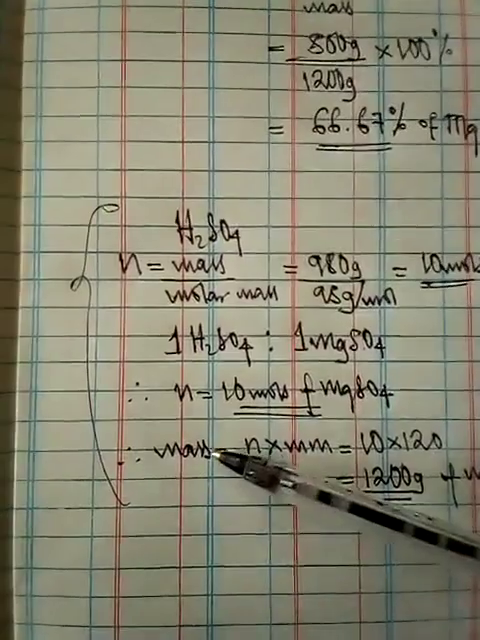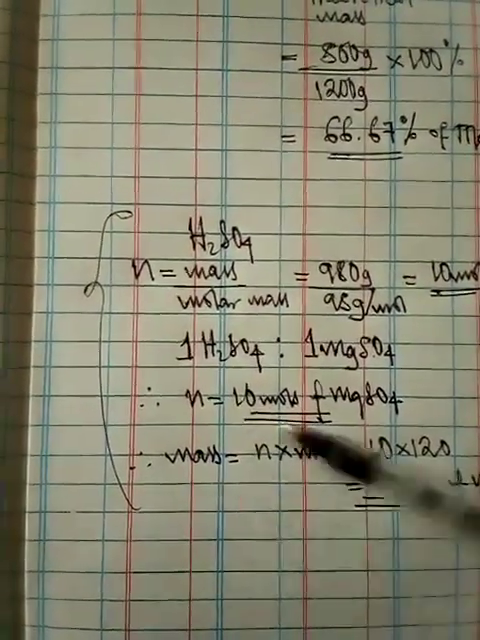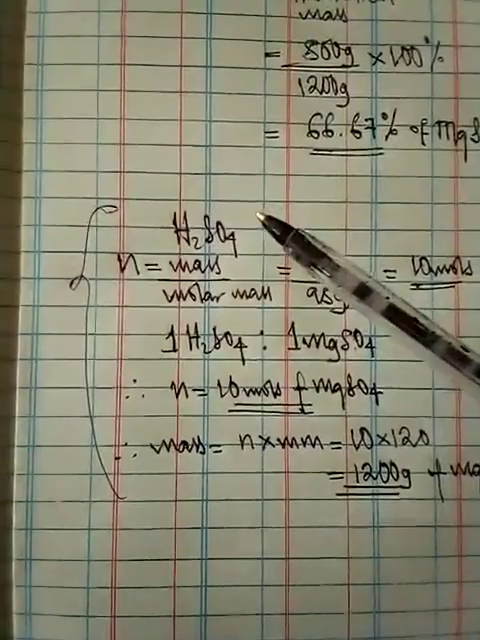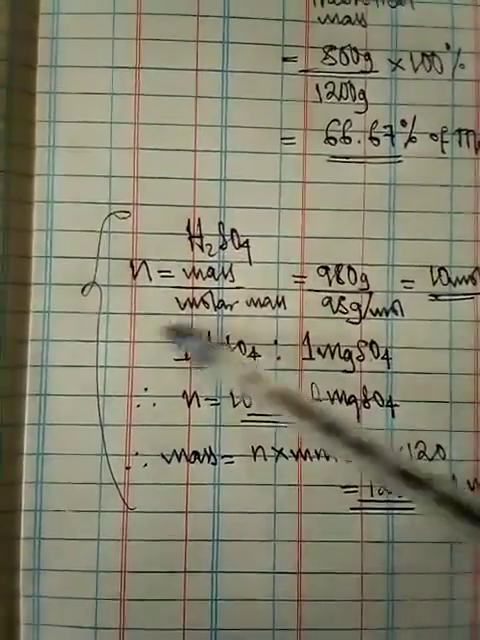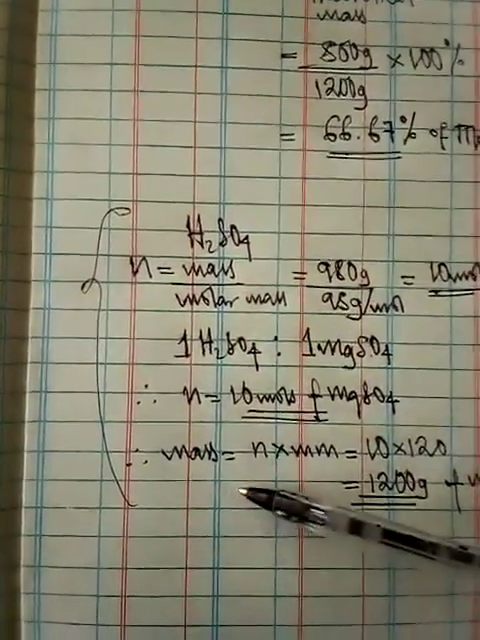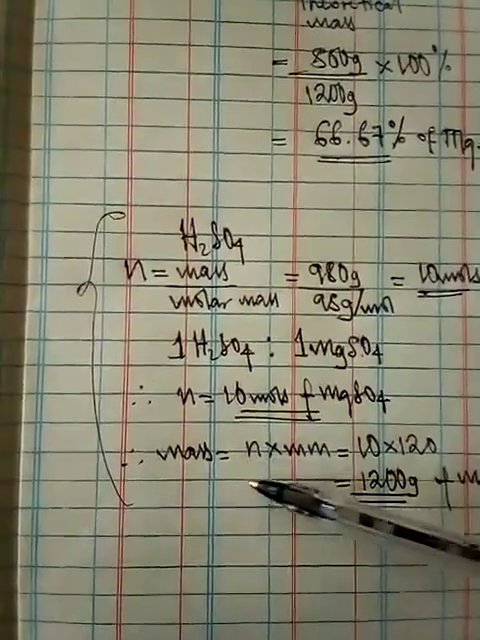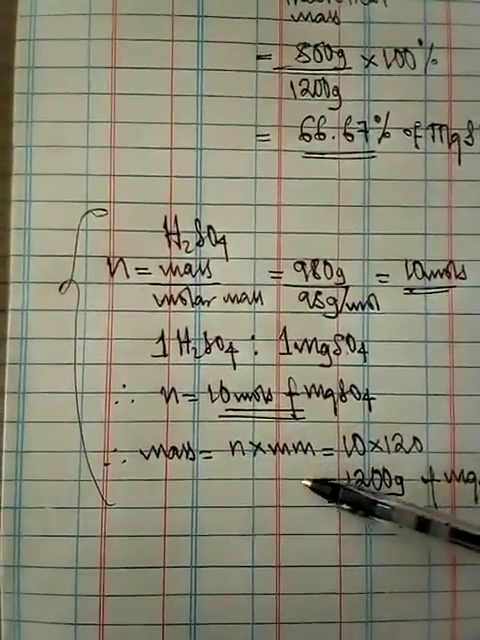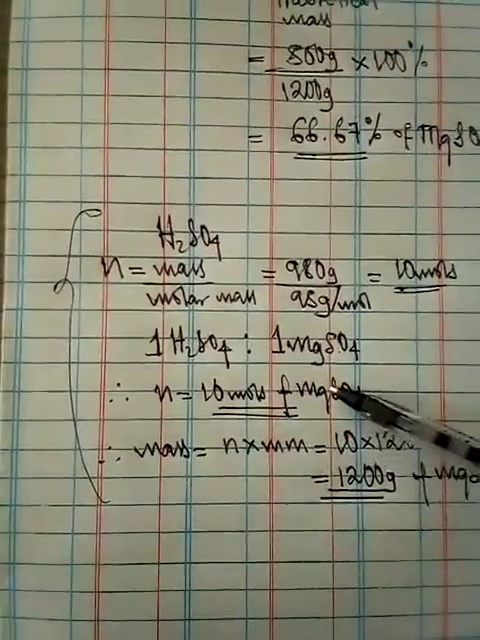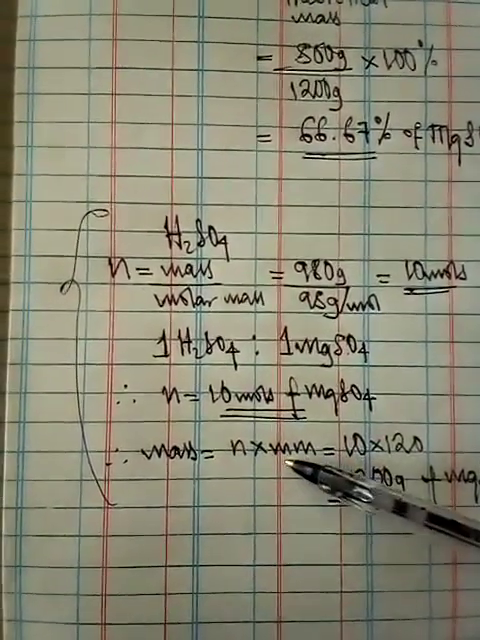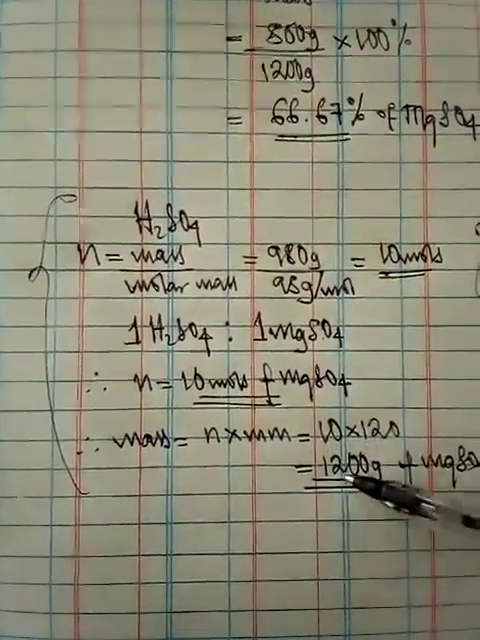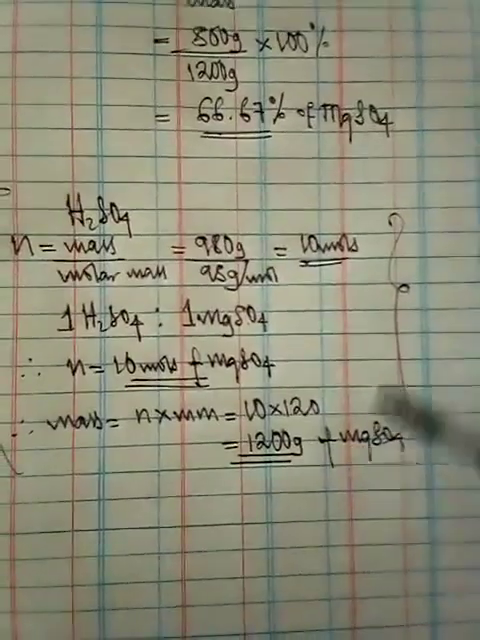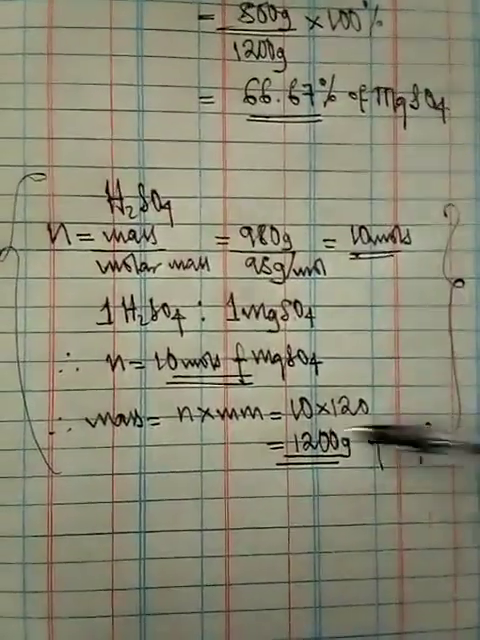Like we had already established, remember we're trying to find the mass of the magnesium sulfate using our limiting reagent. The mass and the number of moles are related by this formula. So if we make the mass the subject of the formula, mass is equal to number of moles multiplied by your molar mass. Your number of moles is 10 for the magnesium sulfate. The molar mass for the magnesium sulfate is 120. And 10 times 120 is just going to give you 1,200 grams of magnesium sulfate. That's it. This is going to be your mass of magnesium sulfate.